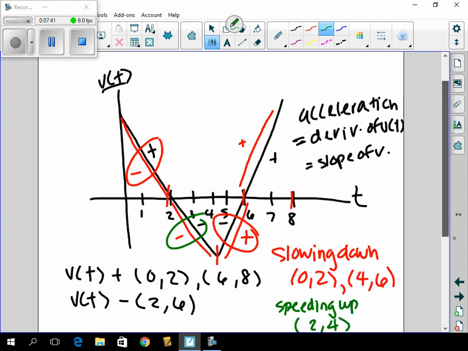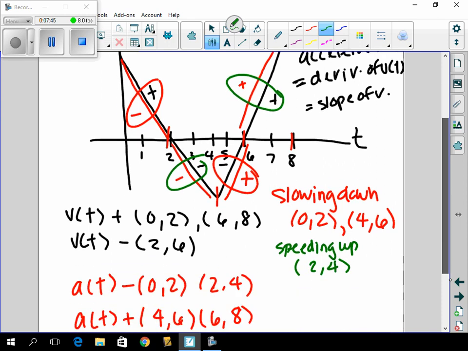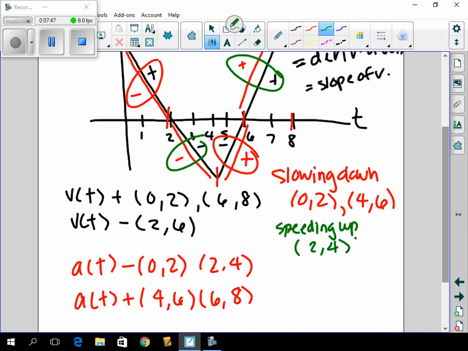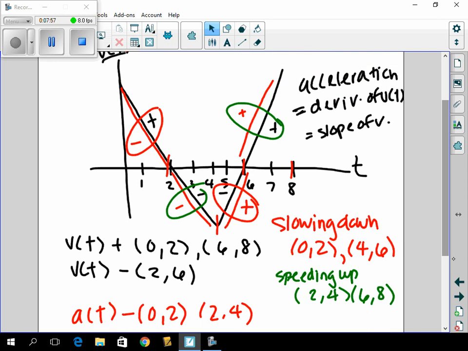And then if I go back up, I see I have a positive velocity, positive acceleration there as well. And so it's also speeding up from 6 to 8. So this graph gave us a lot of information about the velocity, and from the velocity, I could find information about the acceleration and tell whether or not my particle is speeding up or slowing down.